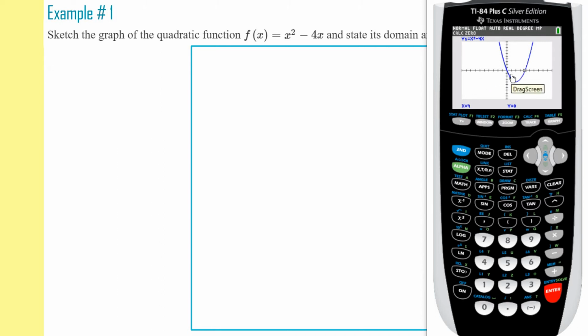Then I can find my minimum here. So do second trace, go to number 3, go to the left side, the right side, and your guess. And here I get (2, -4). So now I know those values. I can go ahead and sketch it.